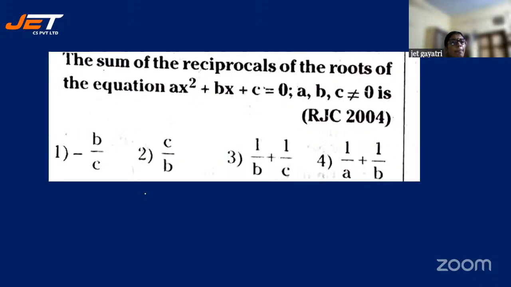See the next one. The sum of the reciprocals of the roots of the equation ax square plus bx plus c is equal to 0, a, b, c not equal to 0, is dash. It should be minus b by c. That is, minus the coefficient of x by the constant c.